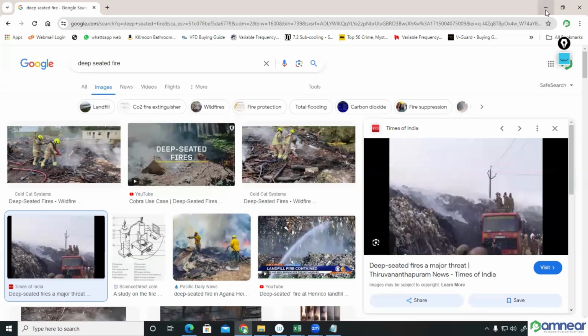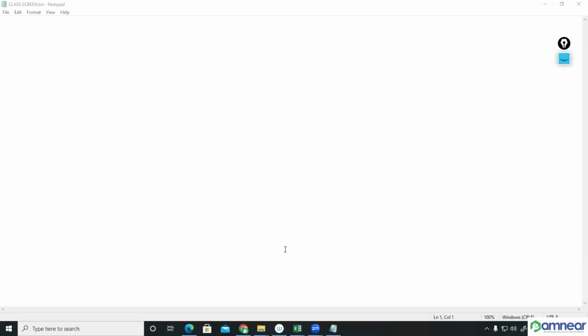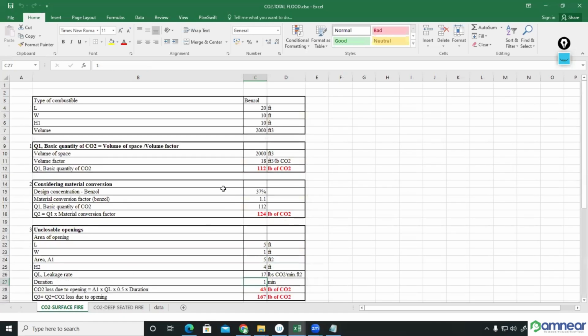The design for deep-seated fires we will be considering normally within the UPS rooms and all. Rest everywhere we are using surface fire only. Both things we can discuss first. Carbon dioxide, first one, surface fire.